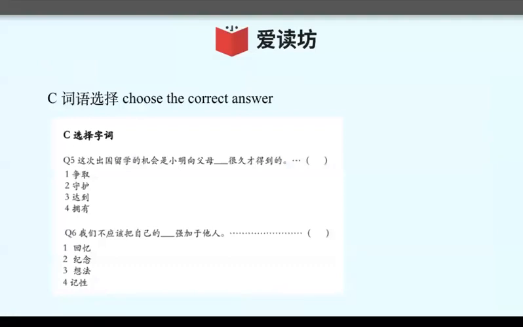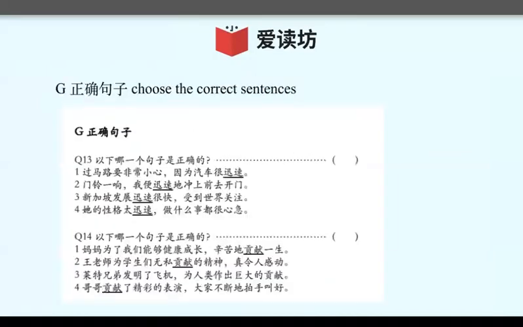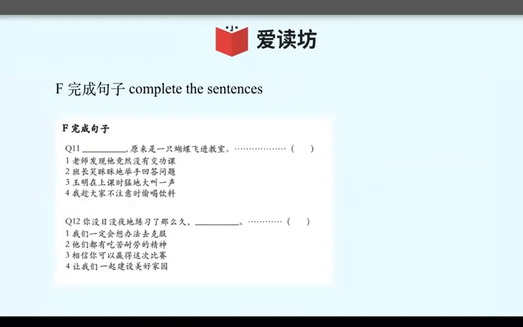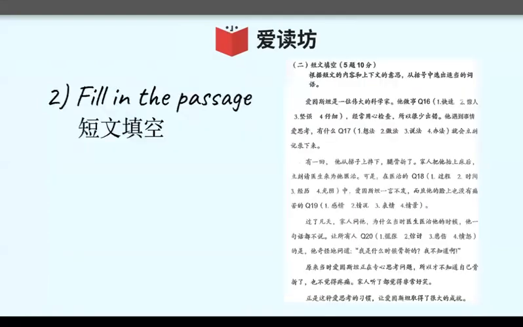C is choose the correct answer. D is choose the correct meaning. E is conjunction. F is complete the sentences. G is choose the correct sentences. The second part is to fill the passage. So students need to choose the most appropriate answer based on the meaning of the passage.